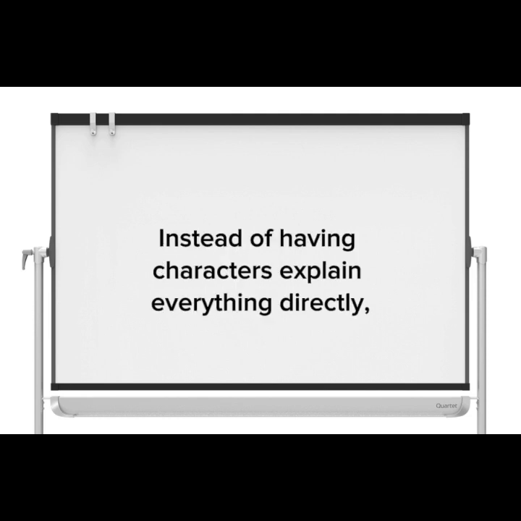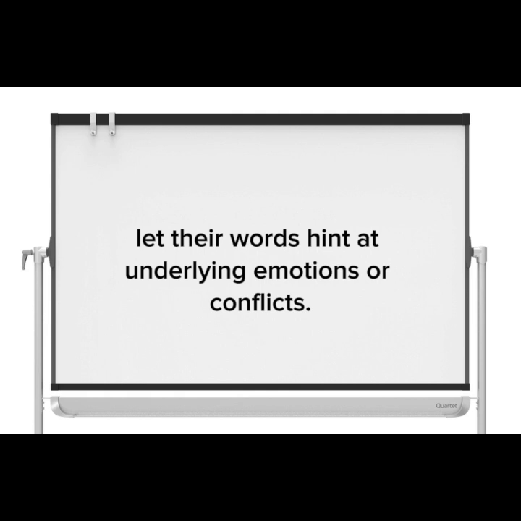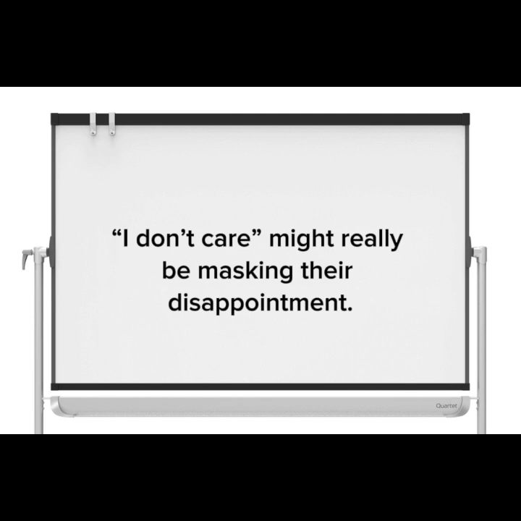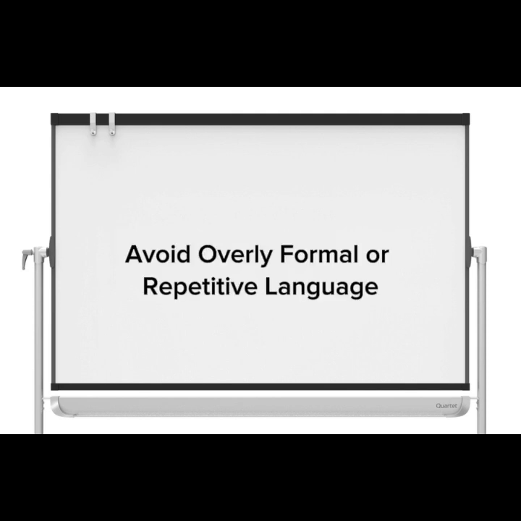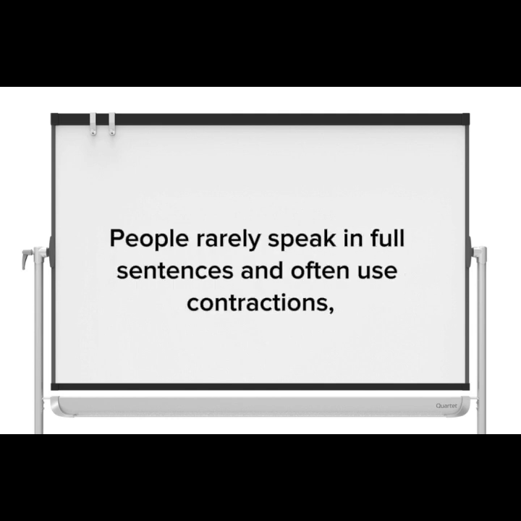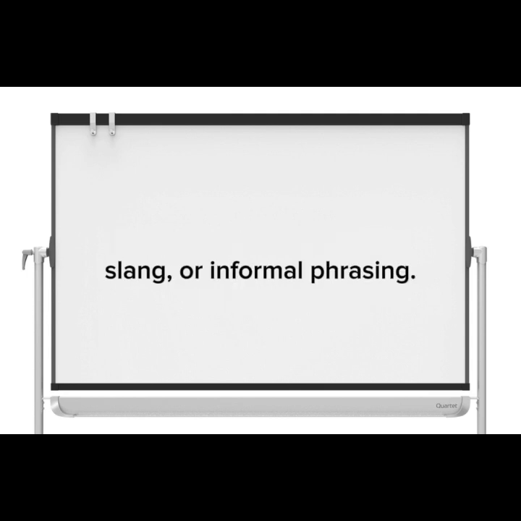B. Show, don't tell. Instead of having characters explain everything directly, let their words hint at underlying emotions or conflicts. For instance, a character who says, "I don't care," might really be masking their disappointment. C. Avoid overly formal or repetitive language. Fictional dialogue should feel natural, not like a script. People rarely speak in full sentences and often use contractions, slang, or informal phrasing.